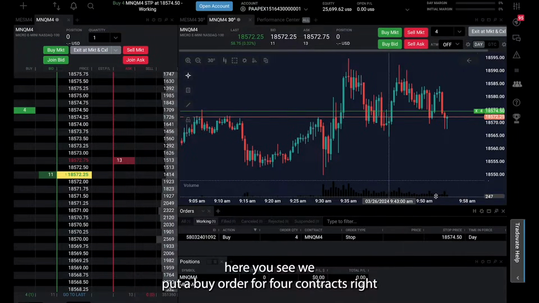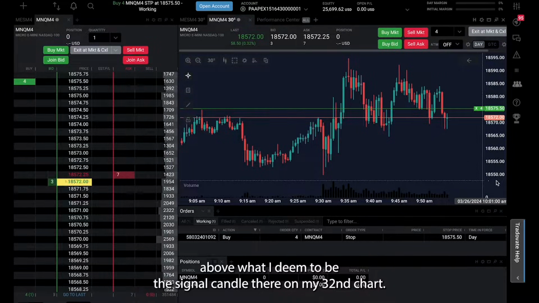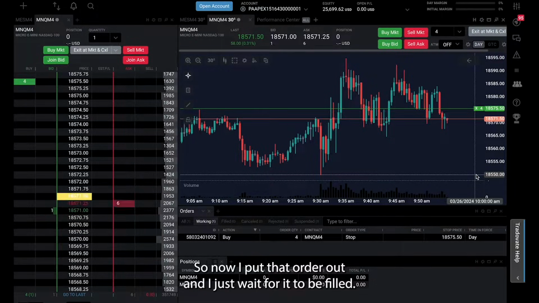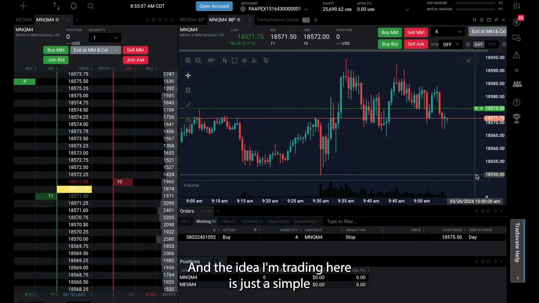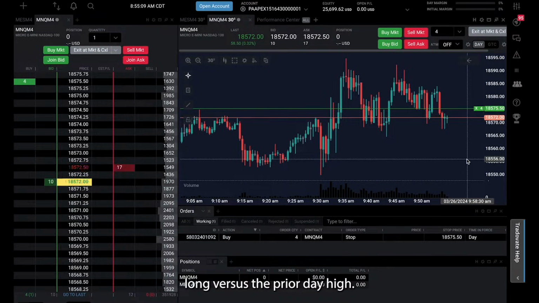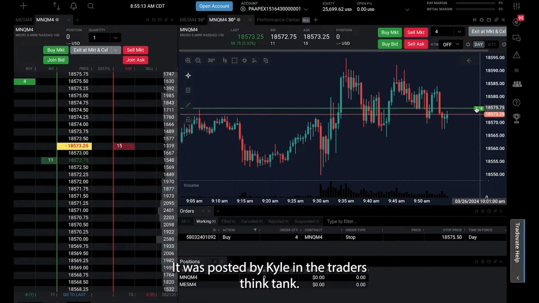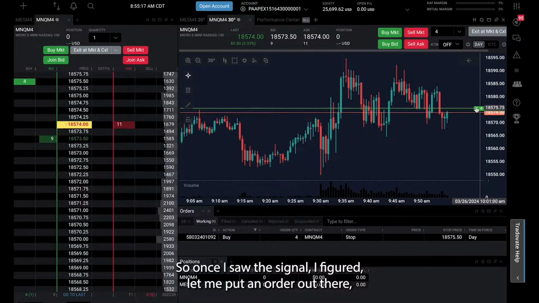Alright, so here you see me put a buy order for 4 contracts right above what I deem to be the signal candle on my 30-second chart. Now I put that order out and I just wait for it to be filled. The idea I'm trading here is just a simple long versus the prior day high. It was posted by Kyle in the Traders Think Tank. So once I saw the signal, I figured let me put an order out there.